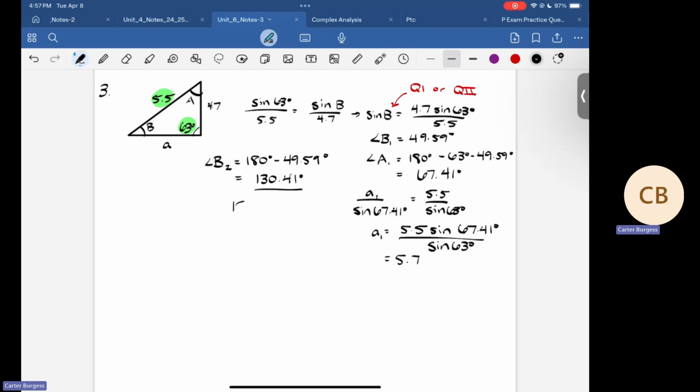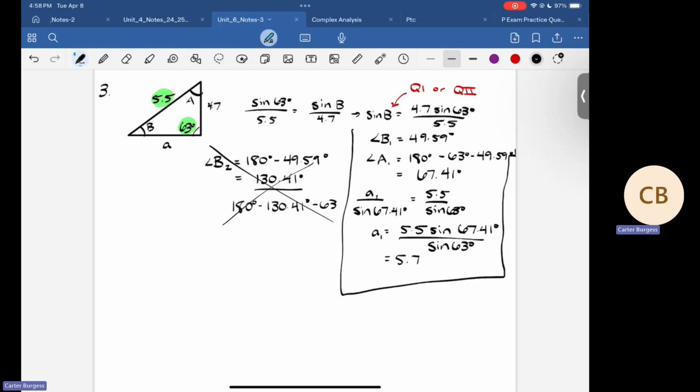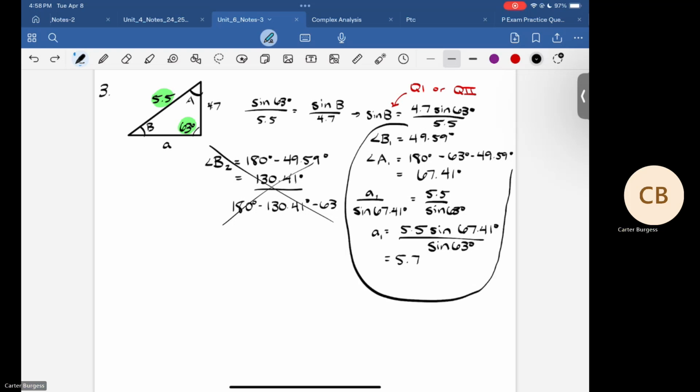If we try to do 180 minus 130.41 minus 63, we are getting a negative number, and so this simply does not work. These are the only possibilities in this particular instance for our triangle.